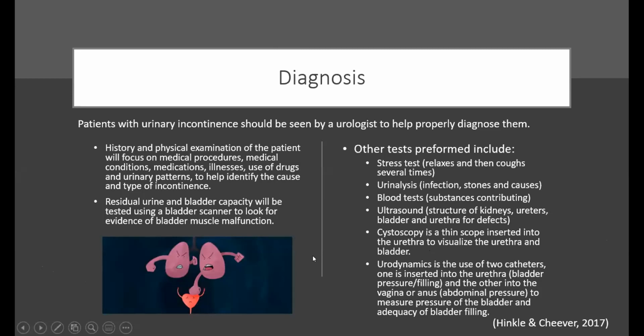So, diagnosis. Patients with urinary incontinence should be seen by a urologist to help properly diagnose them. History and physical examinations of the patient will focus on medical procedures, medical conditions, medications, illnesses, use of drugs, and urinary patterns to help identify the cause and type of incontinence. Residual urine and bladder capacity will be tested using a bladder scanner to look for evidence of bladder muscle malfunction.